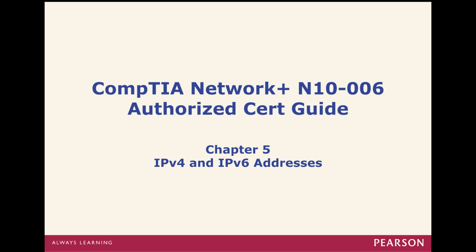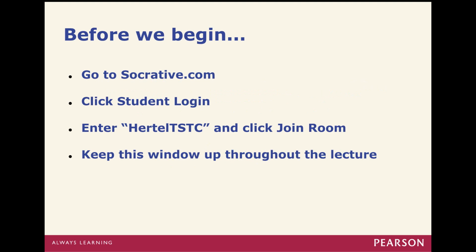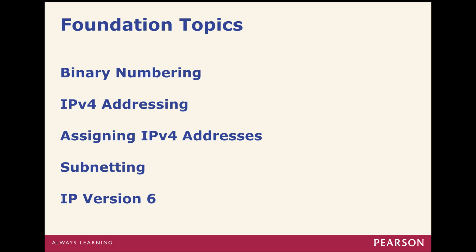All right, let's get into Chapter 5, IPv4 and IPv6 addresses. We're going to go over binary again just as a refresher, IPv4 and IPv6 addressing, as well as how IPv4 addresses are assigned, and we're going to talk about subnetting. In class, we will go over many different kinds of subnetting problems and how they might appear on the test.